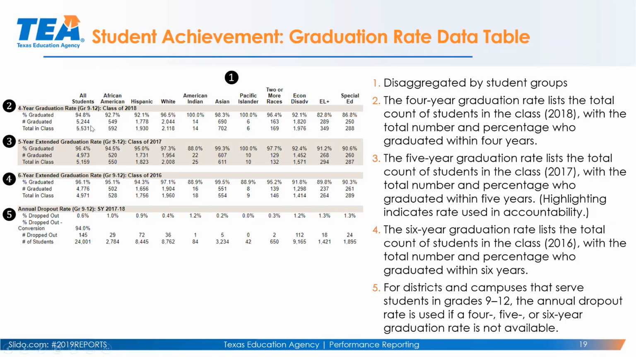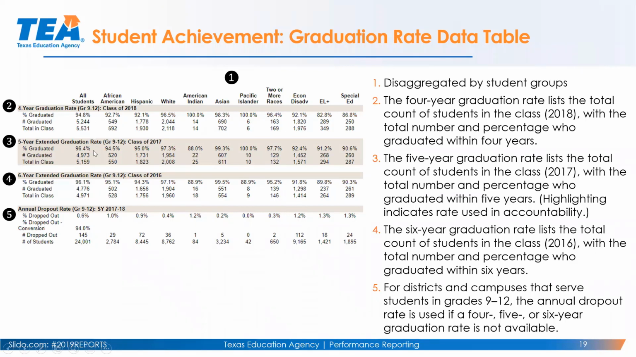For all students, I'm looking at all graduates. I have my denominator, which is the total in class. For the 4-year, that is 5,531. Total graduates in that class, or total students in the class. From there, the number that graduated was 5,244. Numerator, denominator gets me my 4-year percent, which is 94.8.